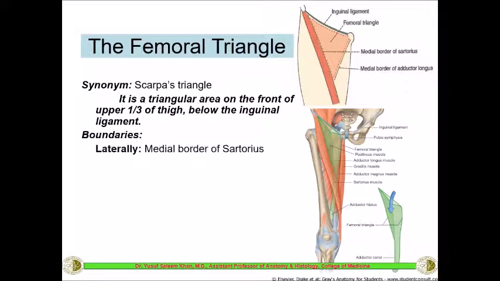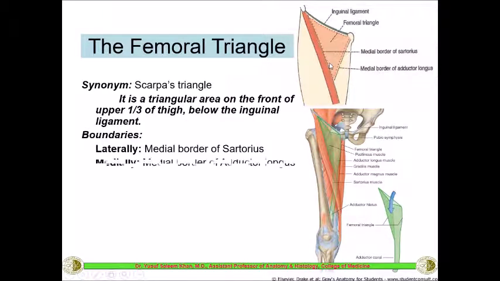So what are the boundaries here? Laterally we have the medial border of the sartorius. We have studied the sartorius. This is one of the muscles of the anterior compartment of the thigh. So this sartorius muscle has a lateral border and a medial border. The medial border of the sartorius will form the lateral boundary.